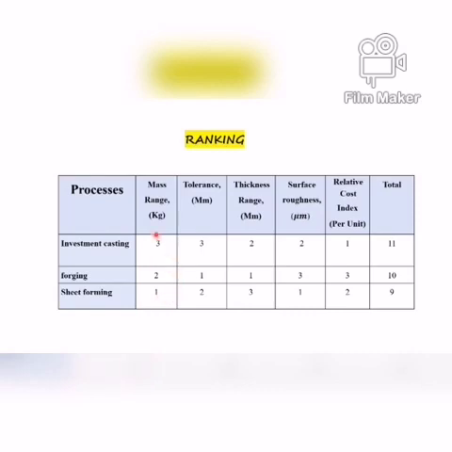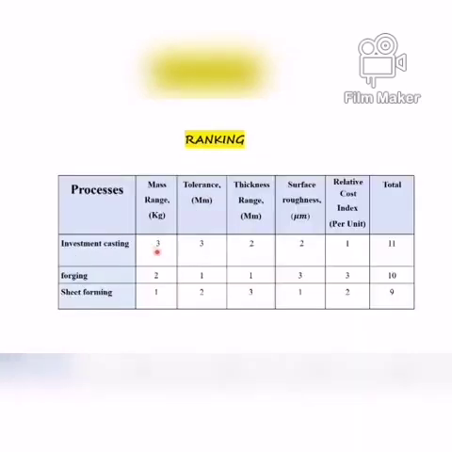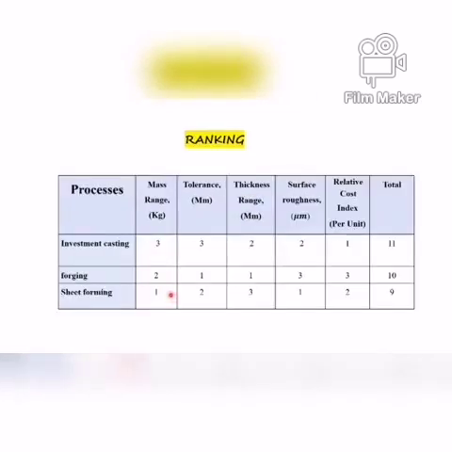For example, for the titanium alloy, we want the low mass range. Therefore, we look at the screening process. The lowest is investment casting, so it is ranked 3, and the highest mass range is shape forming, so it is ranked 1. The ranking process performed for the next table is the same.